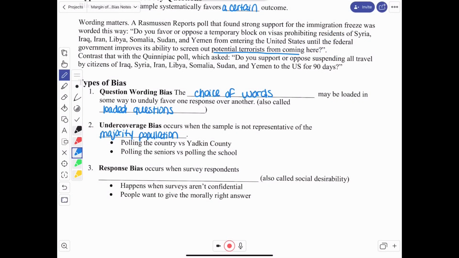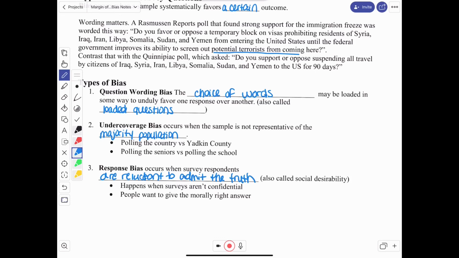Okay, our next bias that we're going to talk about is response bias. So response bias occurs when the survey respondents are reluctant to admit the truth. Okay, so this is also called social desirability. So it happens when surveys aren't confidential or people just want to give the morally right answer.